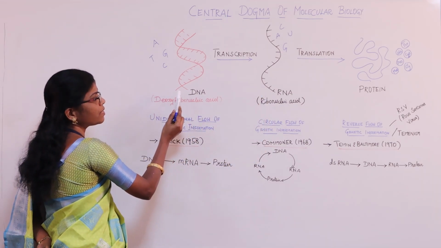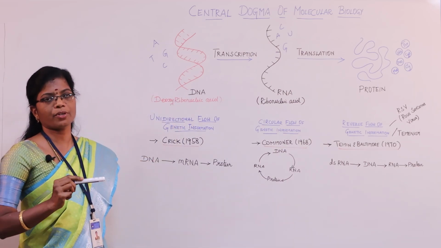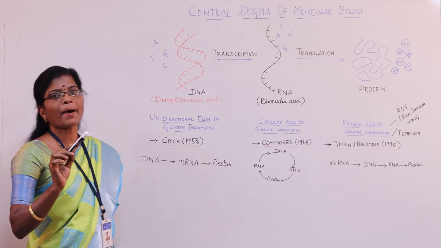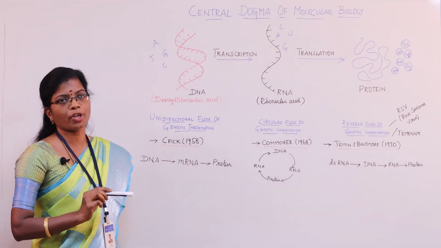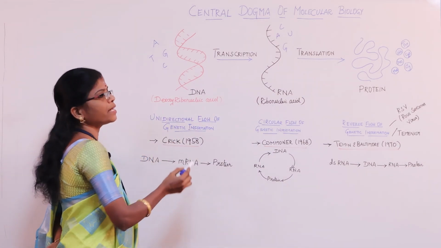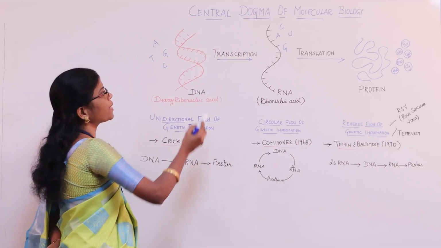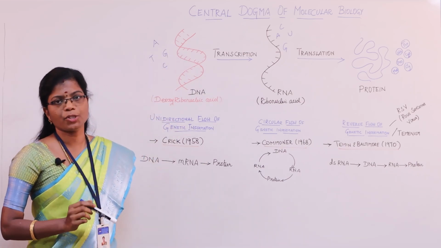Here, this DNA is produced through the replication process. What is replication? It is the copying of the parental DNA molecule to form an identical DNA molecule. And this DNA is made up of 4 letters, the 4 bases, comprising adenine, guanine, thymine and cytosine.